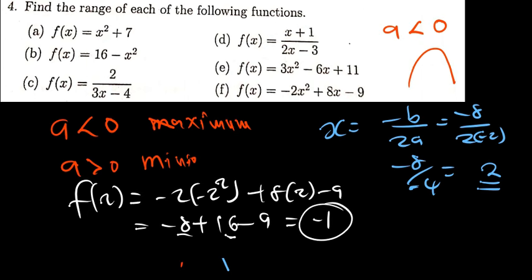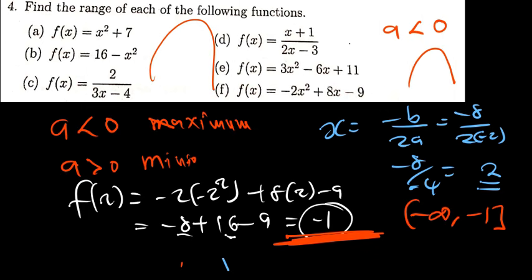What does it tell me? So the graph now, we already know that it is a maximum, so it is like this. It will go all the way to negative infinity. The number that it is going to start with is the number that we have found after plugging in the value. Does that make sense? So that means that it is from negative infinity to negative 1, but negative 1 included, this not included. That is the range.